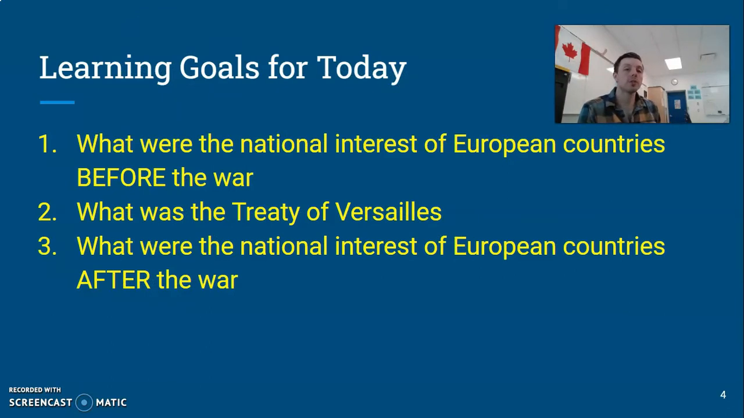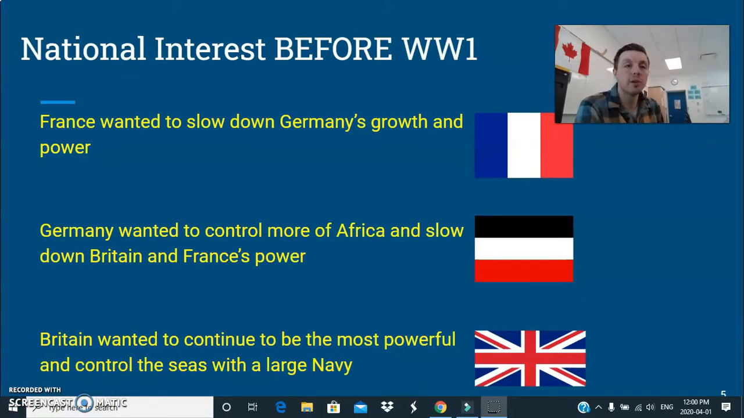So our learning goals for today. What were the national interests of European countries before the war? What was the Treaty of Versailles at the end of the war? And then what was the national interest of European countries after the war? So we're going to look at before the war, how the war ended, and then what they wanted after the war. So you can see the three flags of the three big powers during World War I.